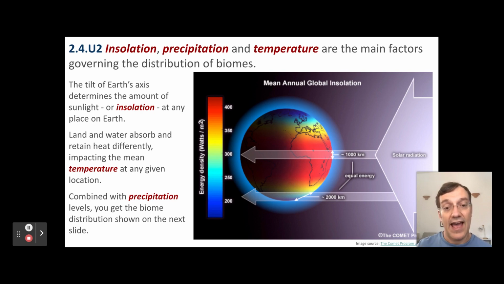That means that per unit area, there is less sunlight falling on the polar zones than there is in the tropical zones. Less sunlight, of course, affects temperature. So warmer temperatures in the tropics, colder temperatures in the polar zones. Those temperatures of the planet's surface affect the temperature of the atmosphere, and that also affects the precipitation that's available in any part of the world.